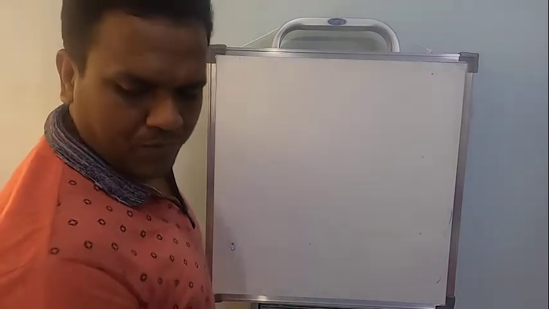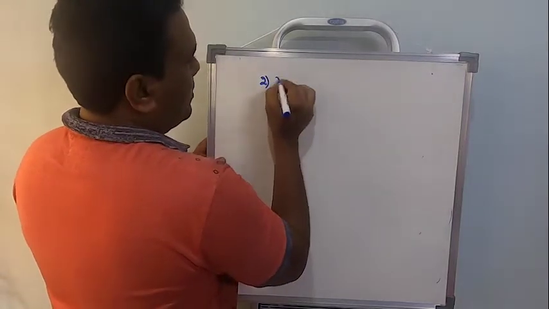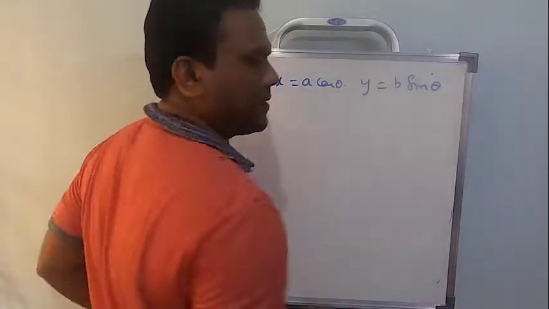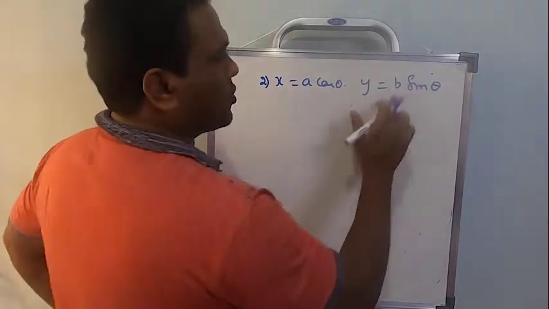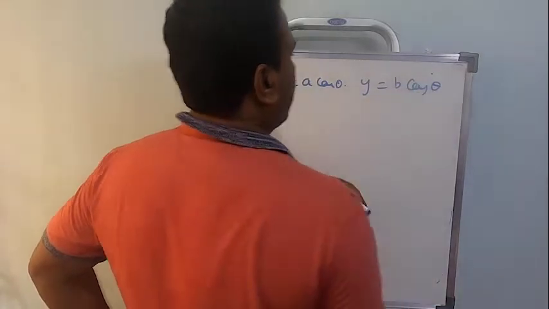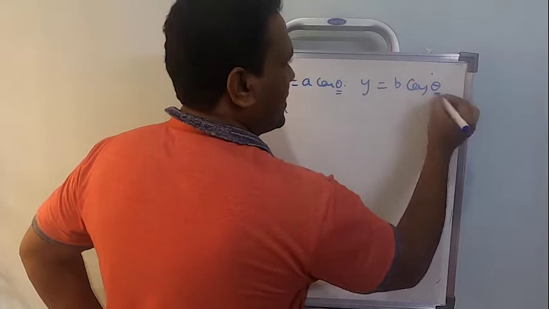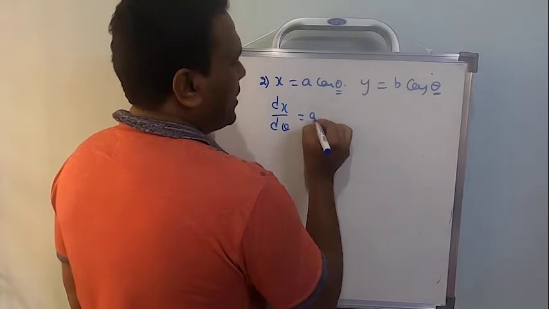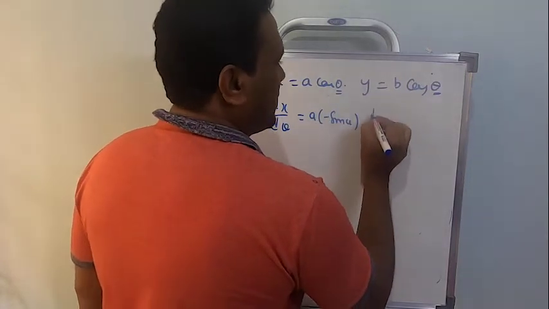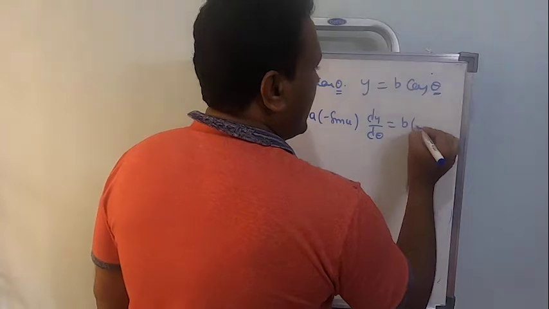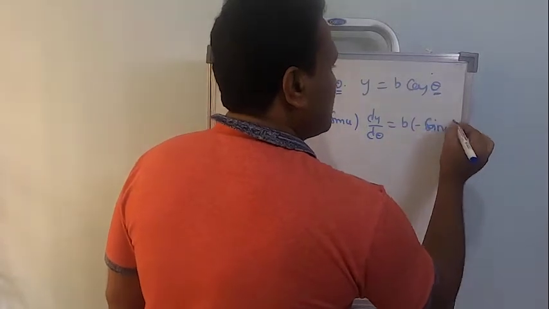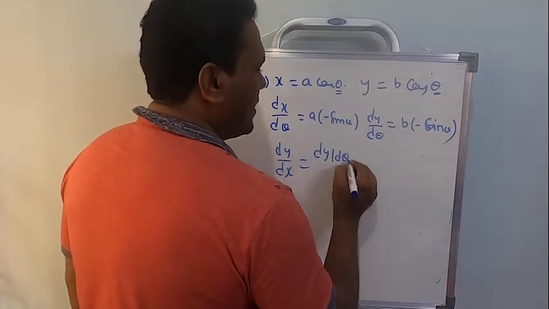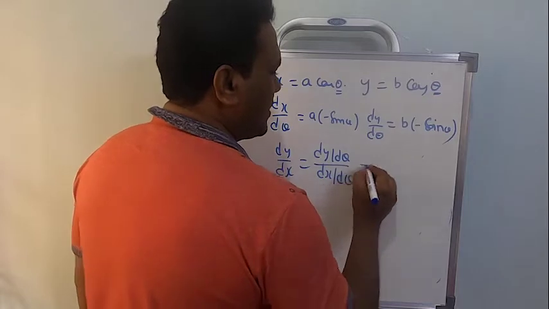Problem number 2 is given by x equal to a cos theta, y is equal to b sin theta. Sorry, it's also cos theta only. Once again, identify the parameter, which is theta. So differentiation will be dx by d theta equal to a into minus sin theta, and dy by d theta will be equal to b into minus sin theta. So we need to find dy by dx, that's equal to dy by d theta by dx by d theta.